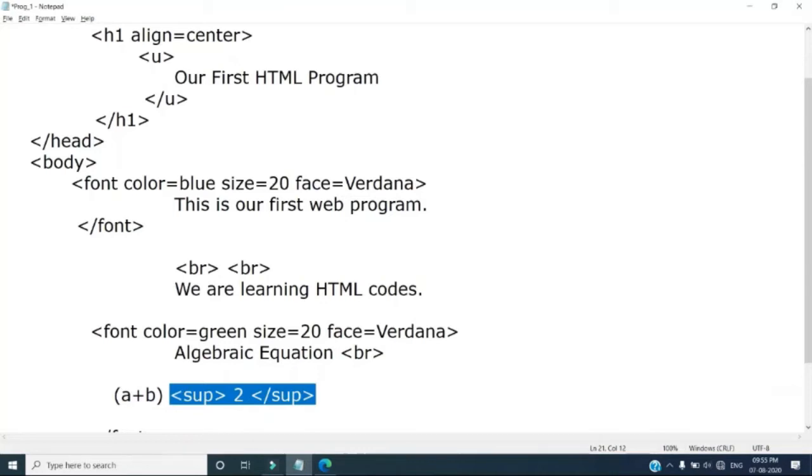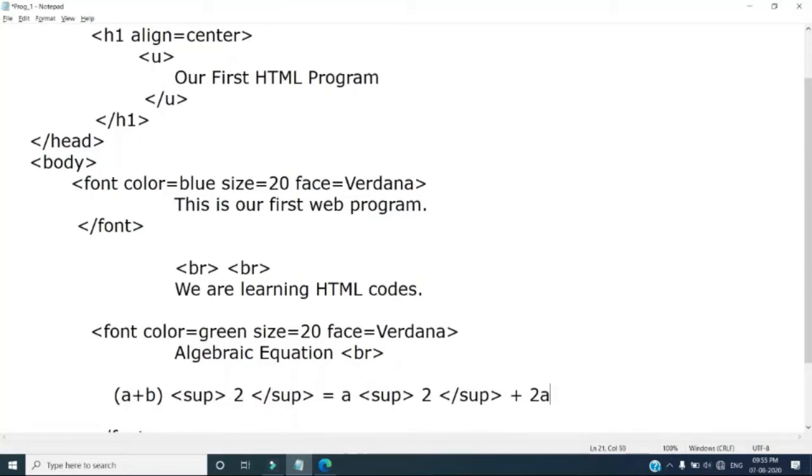So a plus b whole square will be displayed on the browser. Then (a + b)² equals a². So again a², so this we will do: a² plus 2ab plus b². So again 2 will be inside the SUP tag.